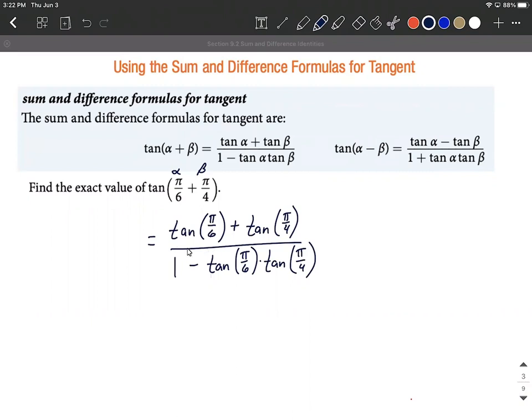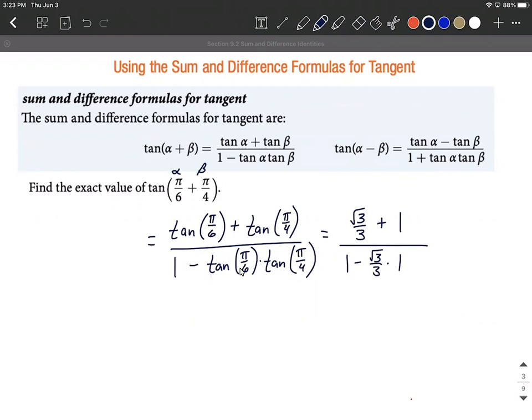All right, so now that we've filled into the formula, now we need to evaluate stuff along the way. Pi over 6 and pi over 4 are some pretty nice values that show up a whole lot. So we can say, well, pi over 6, when we plug it into tangent, is going to give us the square root of 3 over 3, plus the tangent of pi over 4. We can evaluate that, and we're going to get a 1, over 1 minus, again, tangent of pi over 6. We're going to replace that with square root of 3 over 3 multiplied by tangent of pi over 4, which we can replace with a 1.